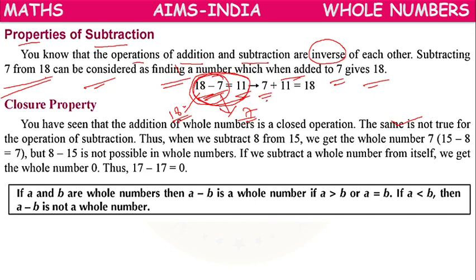So we can write it in another way. If we add what number to 7, we will get 18? In that way also we can frame that statement. If we add 11, then we will get 18. So this subtraction can also be written in terms of addition. So subtraction and addition are inverse to each other.